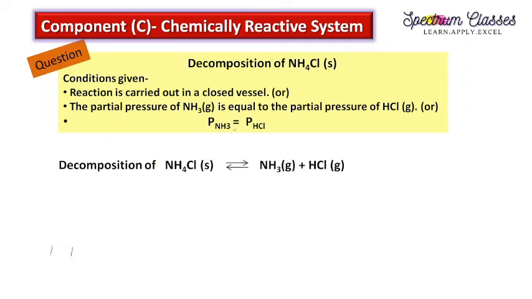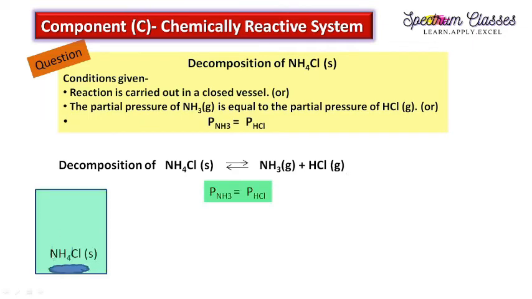So how are we going to solve this? First, we will write the decomposition of NH4Cl solid in terms of the equilibrium condition. Here we have NH4Cl in equilibrium with NH3 gas plus HCl gas, and this can be represented in this vessel. This is just a representation. Suppose this is the solid NH4Cl and it dissociates into NH3 and HCl, and the condition is given that the partial pressure of NH3 is equal to the pressure of HCl, right?